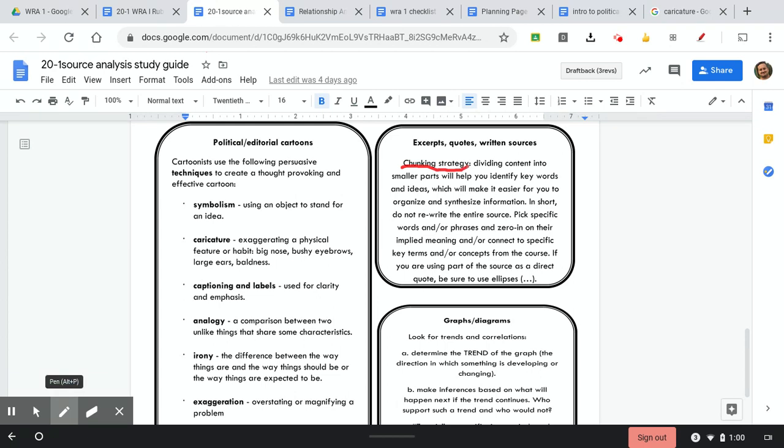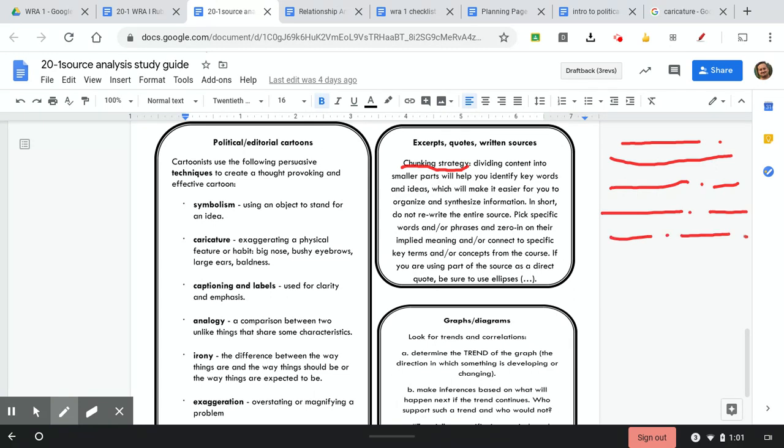So what does it mean to chunk? It kind of sounds like throwing up to me, but that's not what it is. I'm sorry if I put that image into your head. This is dividing content into smaller parts. If you take something big, like a make-believe quote, it's got a whole bunch of different sentences.